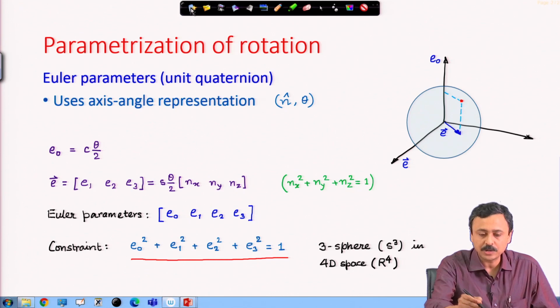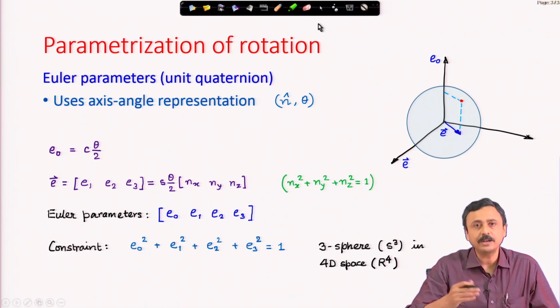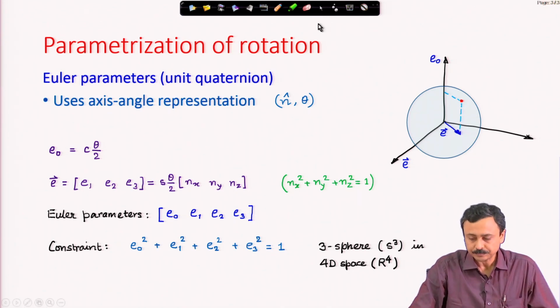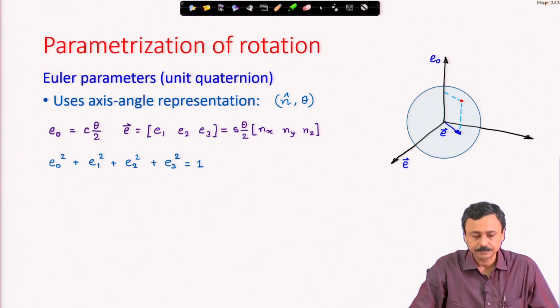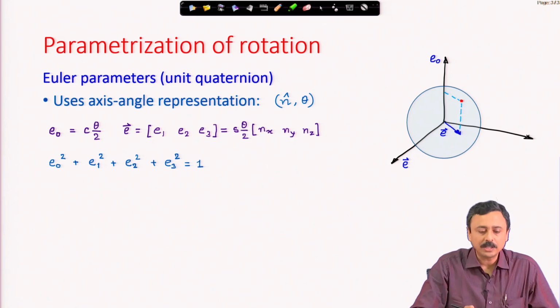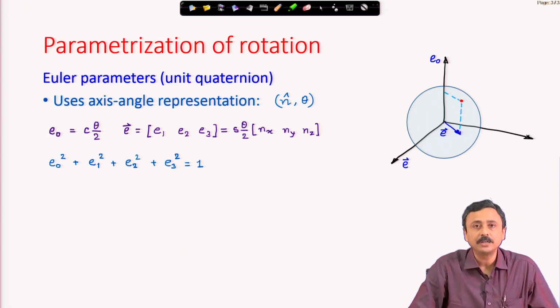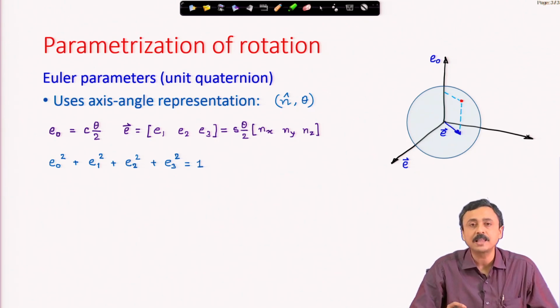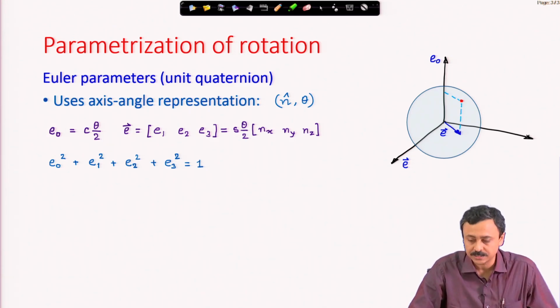You can always visualize these things by considering a lower dimensional sphere. Now, these Euler parameters use the axis angle representation. These are finally our parameters and the constraint, and we have found that these 4 parameters always lie on a unit sphere, a unit 3 dimensional sphere in 4 dimensional space.